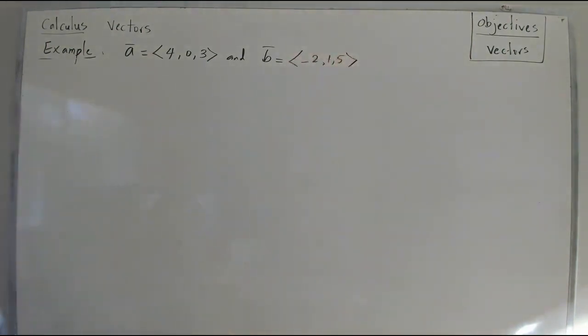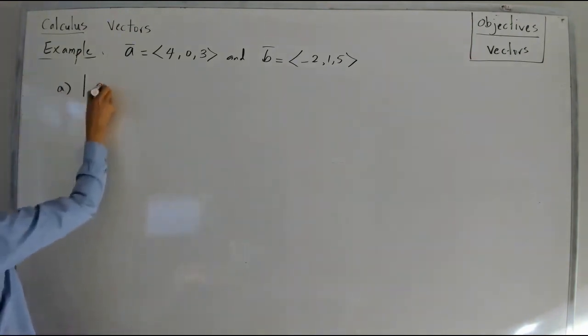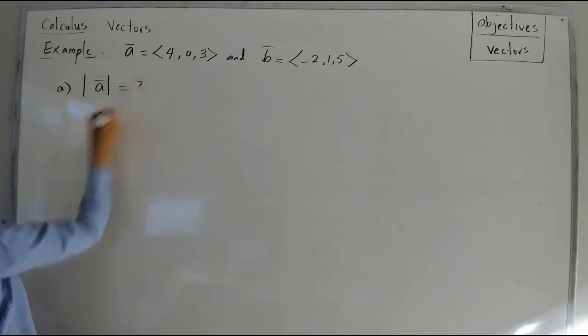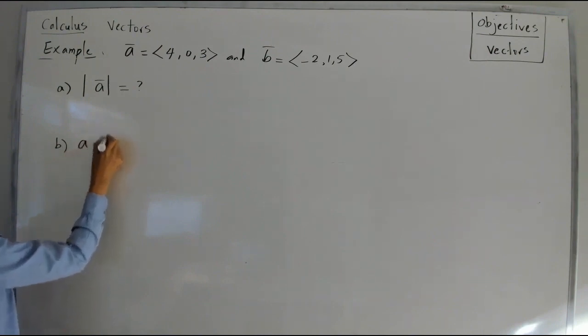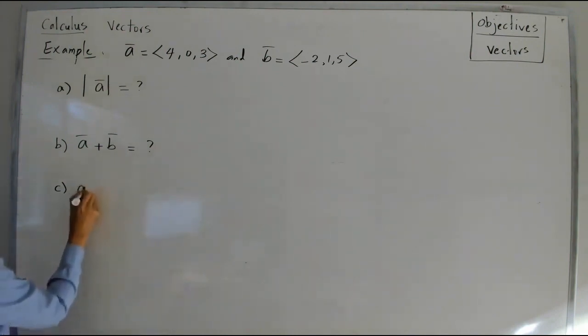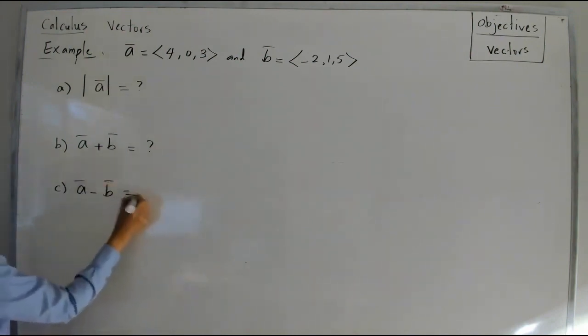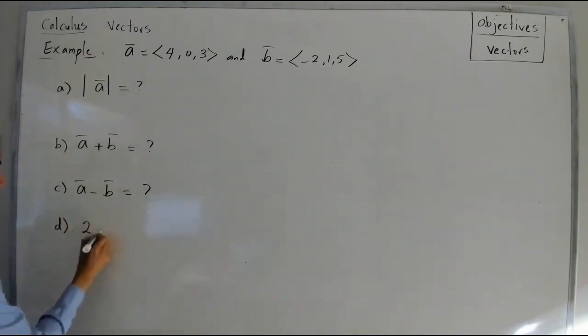Well, the question says, find the magnitude of vector A, then construct A plus B, then construct A minus B, find 2a plus 5b.